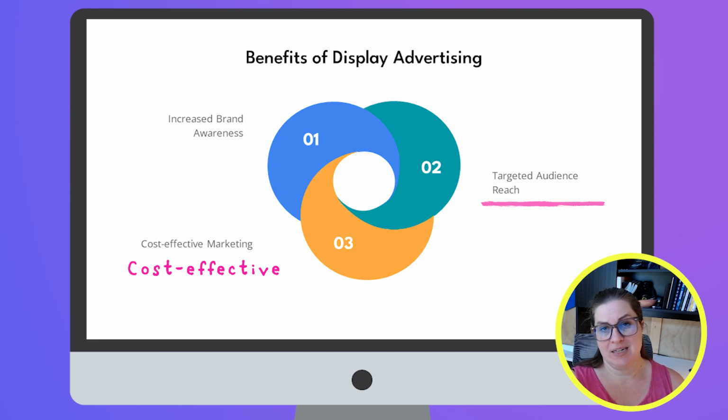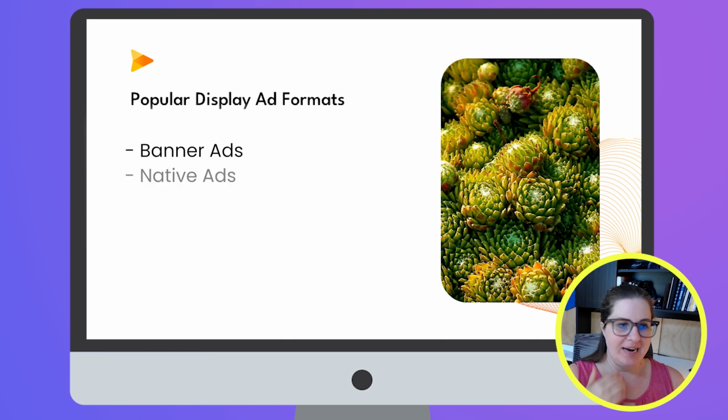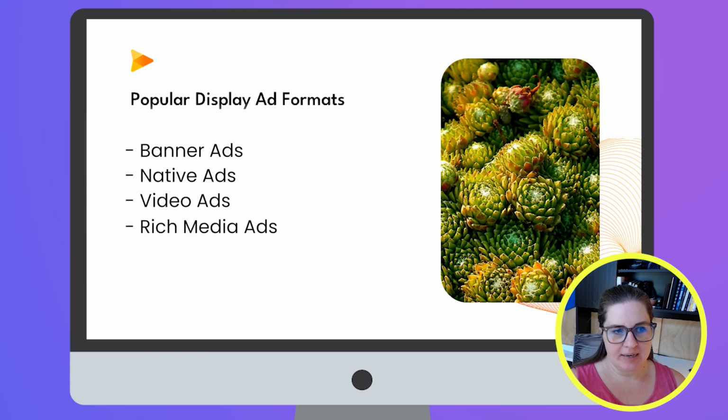So unlike, say, TV or radio, which is kind of just blasting everyone for brand awareness, with display campaigns you can actually pick, like I said, the Weather Network and only show your ads on the Weather Network. Formats, there's banner ads, native ads are going to be ads that are within content, video ads, and then rich media. Rich media is what I consider responsive ads, and you kind of see that when you go to set them up.